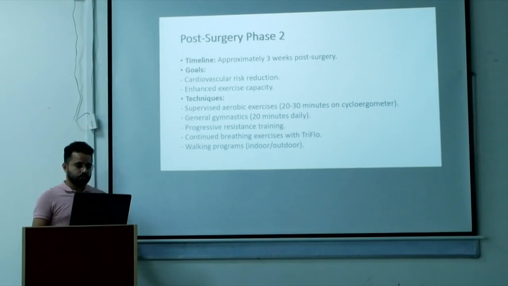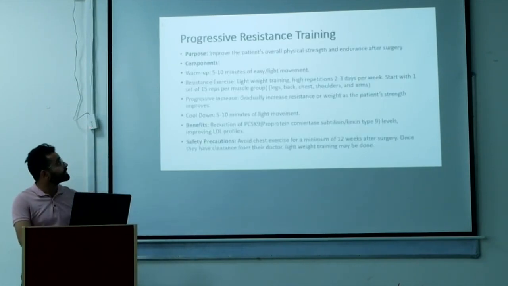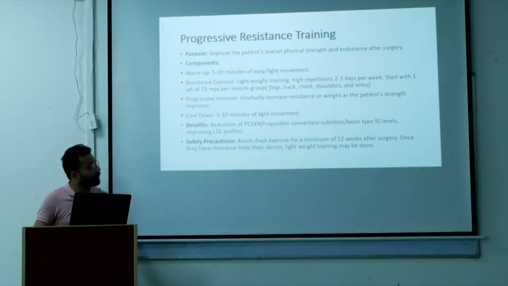Then phase 2, timeline approximately 3 weeks post surgery, with the goal of cardiovascular risk reduction and enhancing exercise capacity. Technique involved supervised aerobic exercise, sessions of 20 to 30 minutes on a cycle ergometer, general gymnastics 20 minutes daily, and progressive resistance training. Continue breathing exercise with the rifle and walking program. Let's discuss each in a little bit of detail.